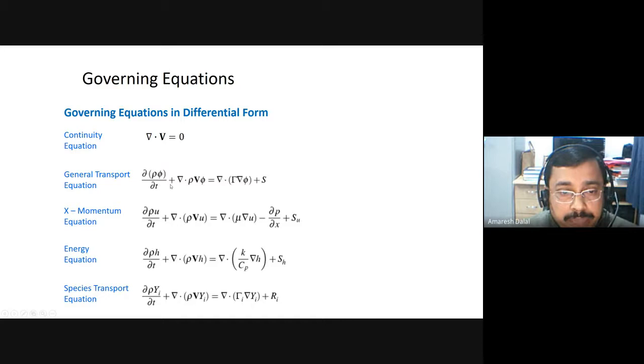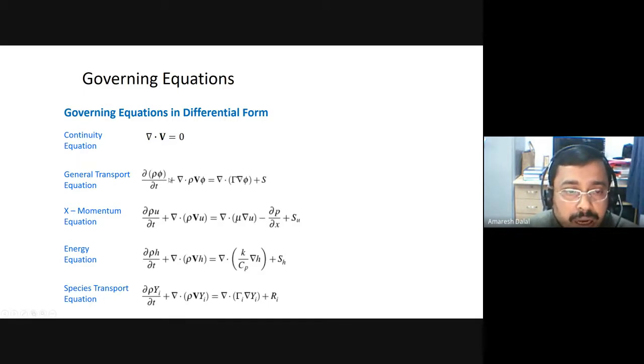Even you can see the x momentum equation. If you replace phi with u, small u, where u is the velocity in the x direction, then we can write the x momentum equation with a pressure gradient term, minus del p by del x, and we can have some other source term. Similarly, if we replace phi with the enthalpy h, then we can write the energy equation in terms of enthalpy like this. And if we have a species transport equation, then if we replace phi with mass fraction Yi, we can write down these transport equations. So all these equations we can write in this general transport equation.